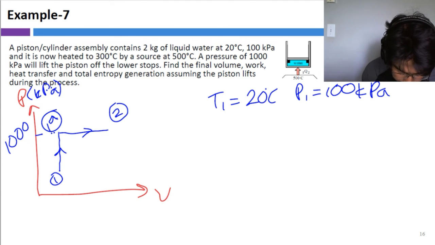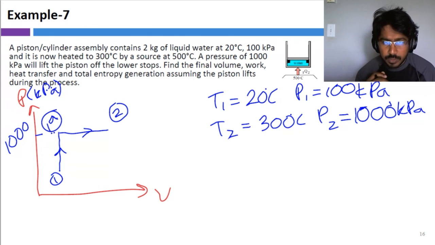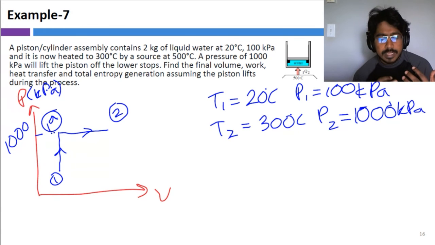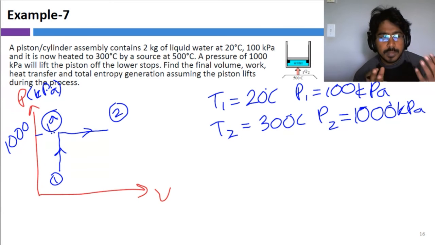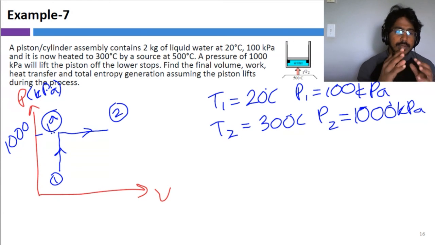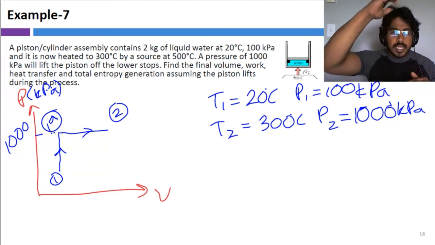And the final temperature, T2, is given to be 300 Celsius, and we know that P2 is going to be 1000 kilopascal. So at the beginning, it was resting on the stops, until we develop enough pressure to lift it up. We added heat, and we kept on adding heat, and once it reaches 1000 kilopascals, which is sufficient to lift the piston, then after that, once we add heat, it tries to build the pressure, but it expands, so it keeps on going up.